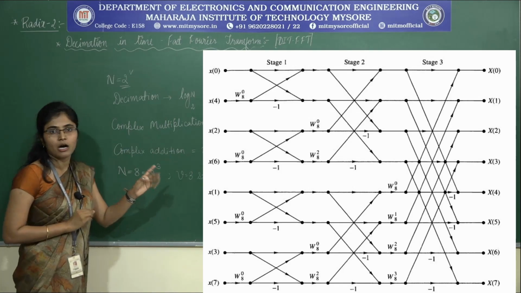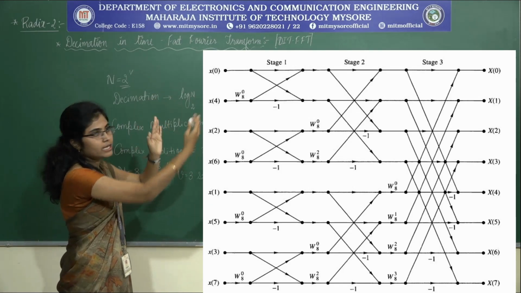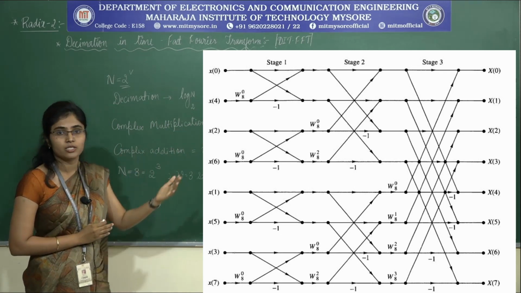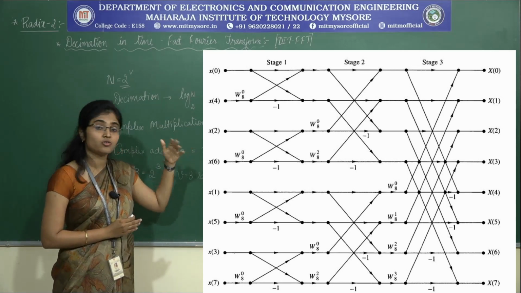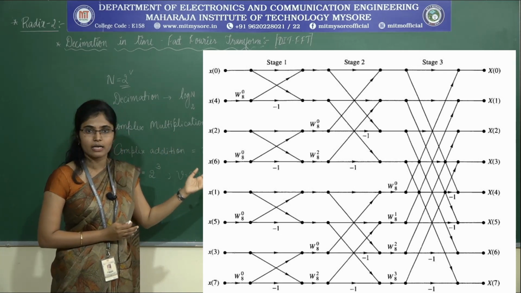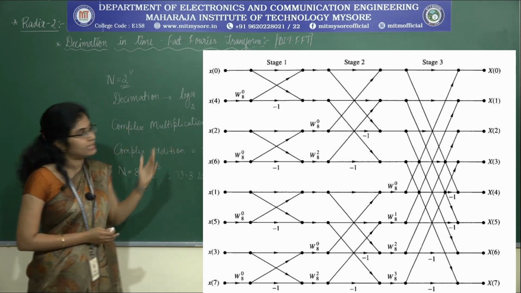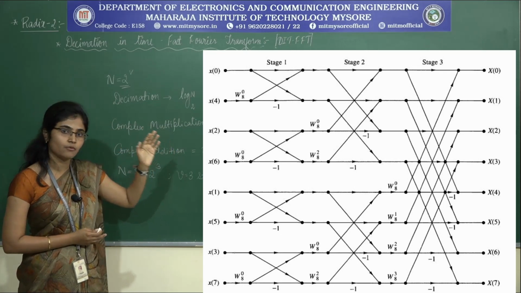Looking into the figure, how many butterfly stages do we have? The first stage, second and the third stage. So this 3 tells how many stages we have, that is the value of v. This figure is also called the signal flow diagram, or the butterfly structure for DIT FFT. With the help of this structure we will solve problems.